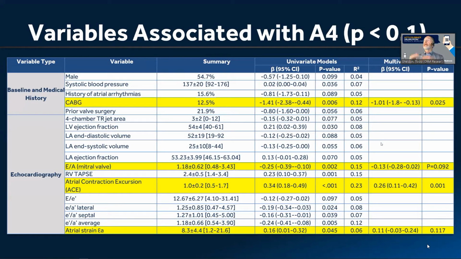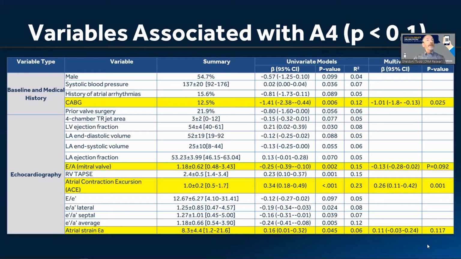If you look at those 51 variables we looked at, all of these variables were associated with the A4 at a 0.1 level, and the yellow ones were the most significantly associated with A4. They were associated on the multivariate level. If you look at this beta, the negative means it's inversely correlated, and a positive value means it's directly correlated. So the CABG here: if the person has a history of cardiac surgery, typically they would see smaller signals. Whether it's due to cannulation of the right atrium or adhesions following cardiac surgery, I don't think we know for sure, but we definitely have seen smaller signals.